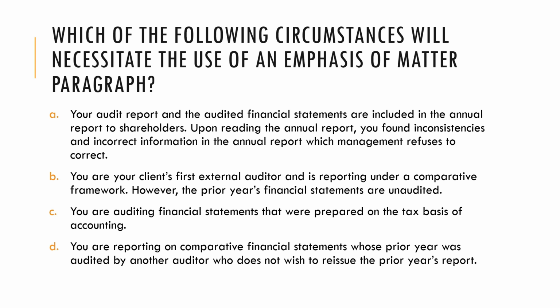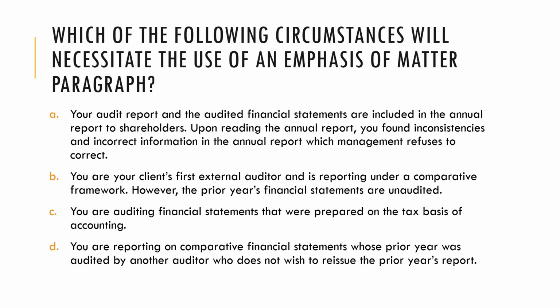Take note that in the case of letter A, we cannot modify our opinion because the FS is correct. It is the other information, or in this case, the annual report, that needs the revision, and we are not auditing the other information. Therefore, we cannot modify our opinion. The most that we can do is to include an other matter paragraph in our audit report to highlight the inconsistency. All right, so it's not letter A.